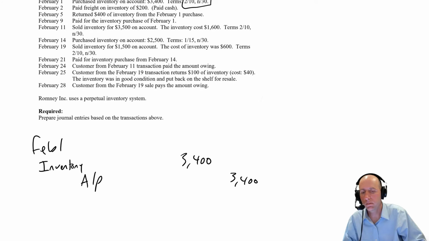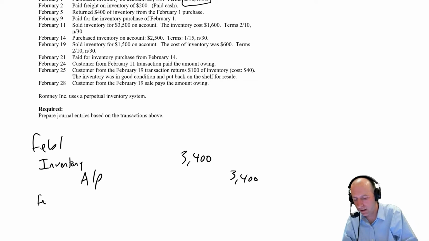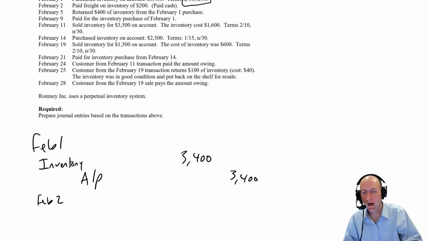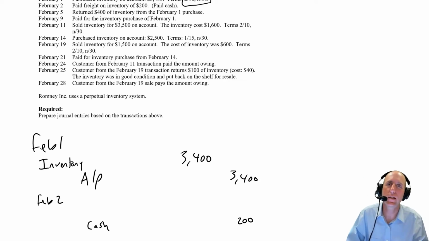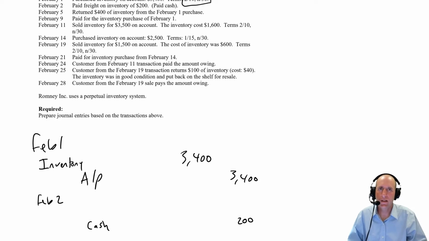February 2nd, paid freight on the inventory. Okay, we haven't had to deal with this yet. So paid cash of $200. So let's credit cash because that's the easy part here, $200. Now, very interesting here. When you pay to have inventory delivered, the cost of acquiring the asset, the cost to make any asset useful to you, is actually considered not an expense, but part of the cost of the asset. So part of the cost of the inventory is the delivery charge, which is a little bit weird.